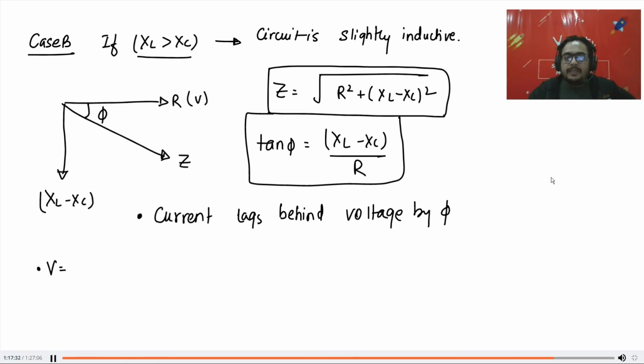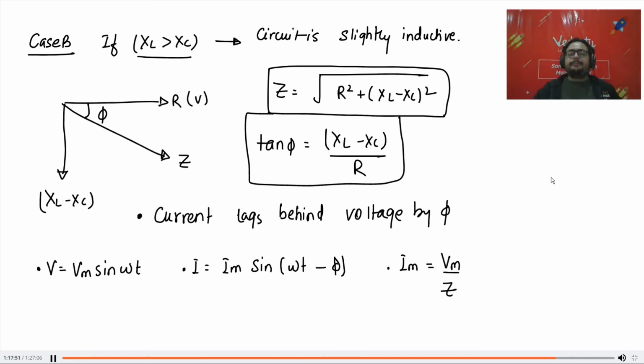So if voltage is given as Vm sine omega t, current in the circuit will be Im sine omega t minus phi. And obviously Im is Vm by Z. Circuit is slightly inductive. Voltage will lead by phi.